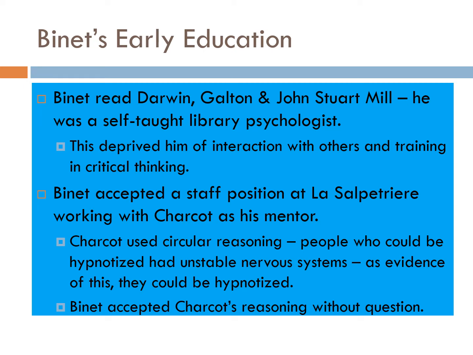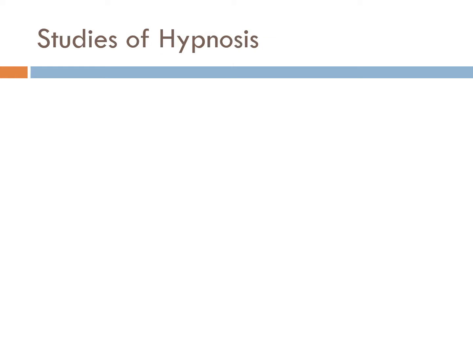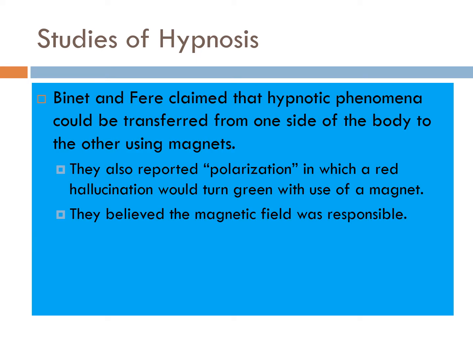And Charcot used circular reasoning, right? People who could be hypnotized had unstable nervous systems, right? As evidence of this, they could be hypnotized. So that's that notion of circular reasoning, right? So Binet accepted Charcot's reasoning without question, right? And this is really what led to Binet's failure to recognize that a standardized system for measuring intelligence simply isn't adequate.